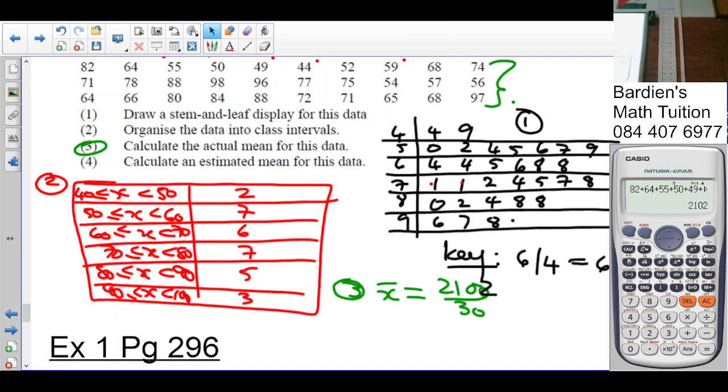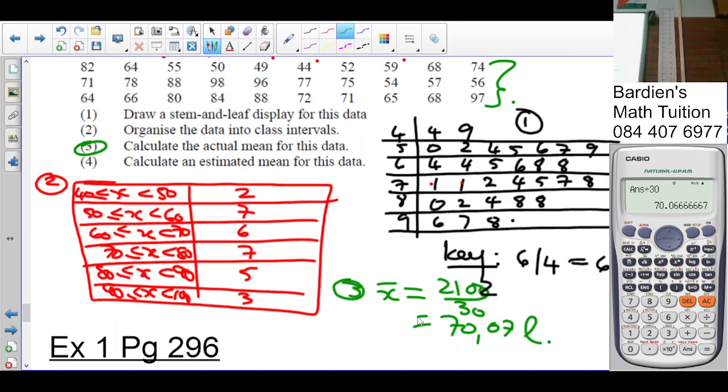You now divide that answer by 30. That gives us 70.07 liters per customer.